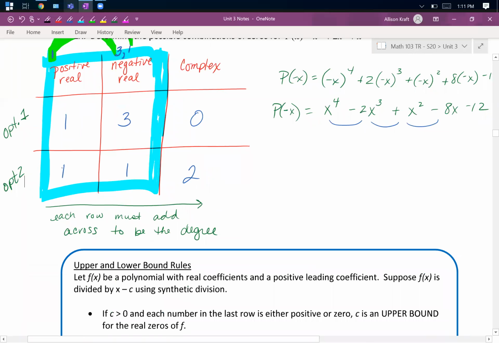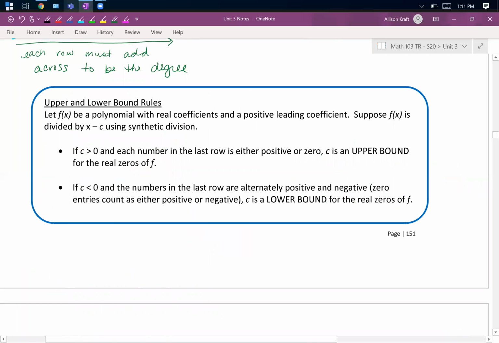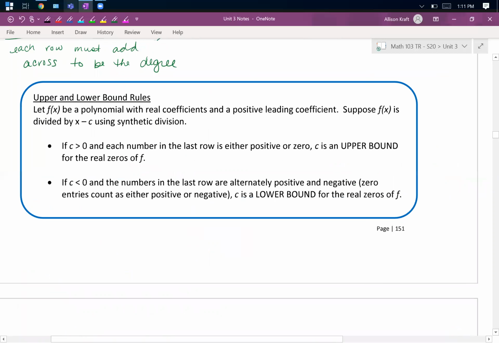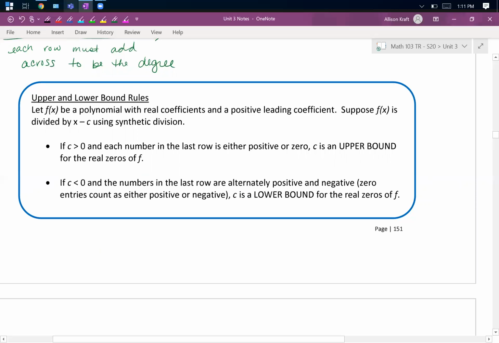Okay. We have another thing to help us. It's our rules for upper and lower bounds. So f of x is some polynomial with real coefficients and a positive leading coefficient. Suppose f of x is divided by x minus c using synthetic division. All right, now Descartes' rule of signs you're going to do before you start checking zeros, because it's going to tell you which numbers to pick in the list. These upper and lower bounds, you're going to use these rules when you're in the division. Like, you did the division and you didn't get a remainder of 0.